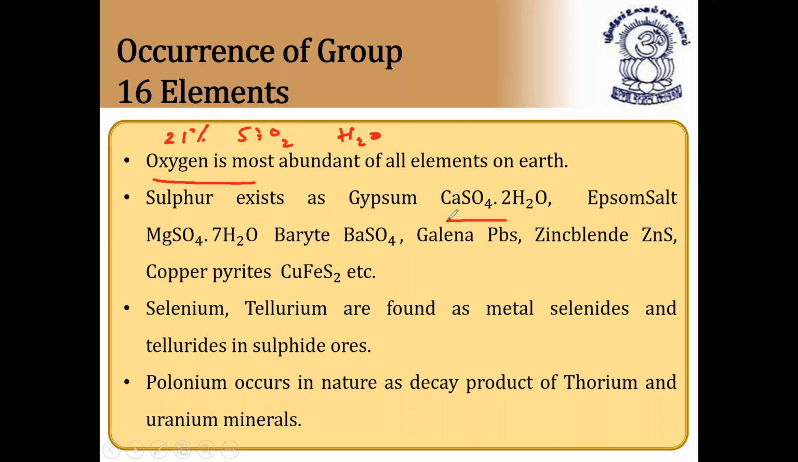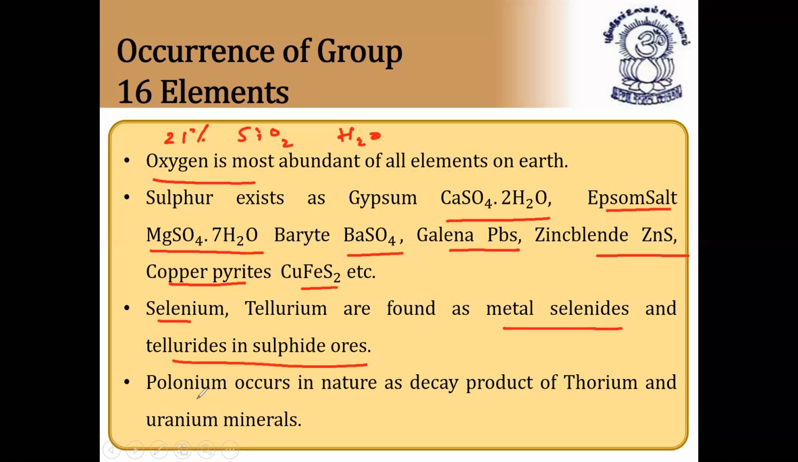Sulfur exists as gypsum, CaSO4.2H2O, Epsom salt, MgSO4.7H2O, baryte, BaSO4. From all these ores, we extract the metals. Also galena, lead sulfide, zinc blende, zinc sulfide, copper pyrites, CuFeS2, iron pyrites, FeS2, and so on. Selenium and tellurium are found as metal selenides and tellurides in sulfide ores. Polonium occurs in nature as a decay product of thorium and uranium.